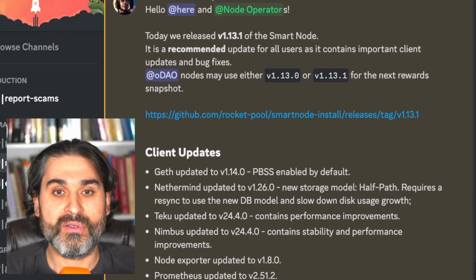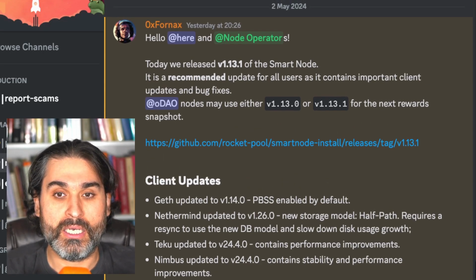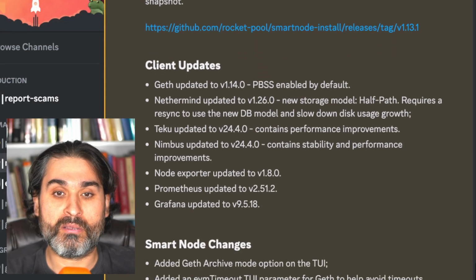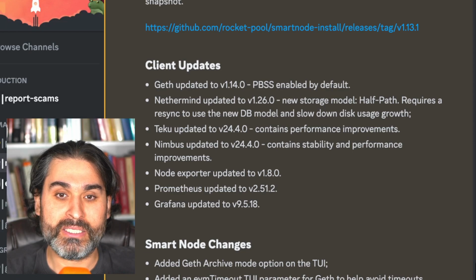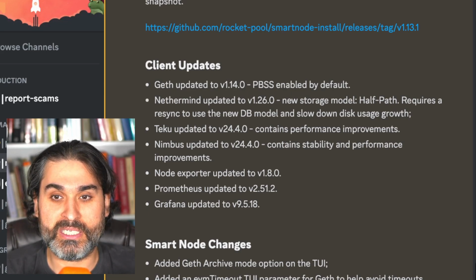So here we have an update from Phonax, and this is about a new smart node update. And this is version 1.13.1 of the smart node. It's a recommended update for all users. It contains important client updates and fixes. So here we have client updates. Here we have gETH, Nethermind, Teku, Nimbus. There's Node Exporter that's updated to 1.8.0. Prometheus has updated, and Grafana has updated.